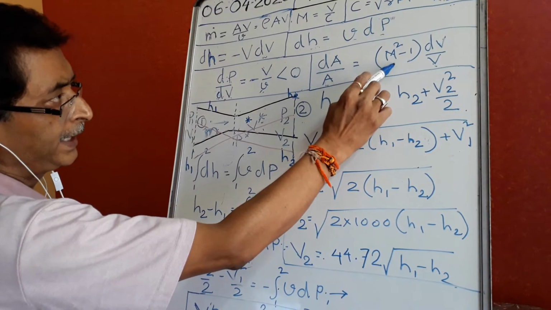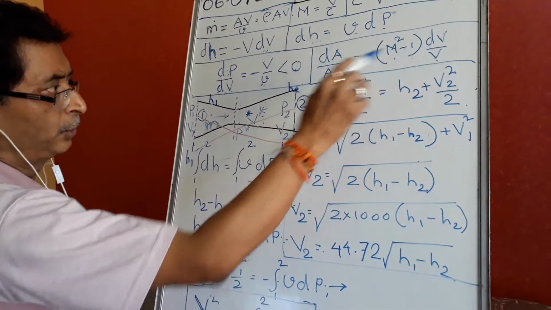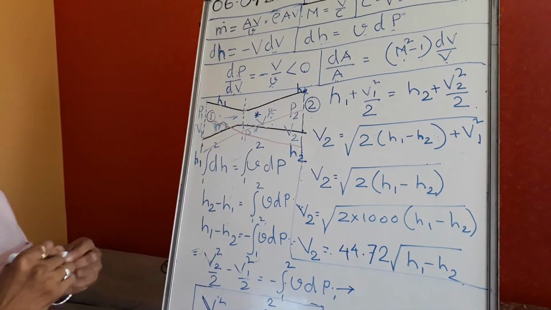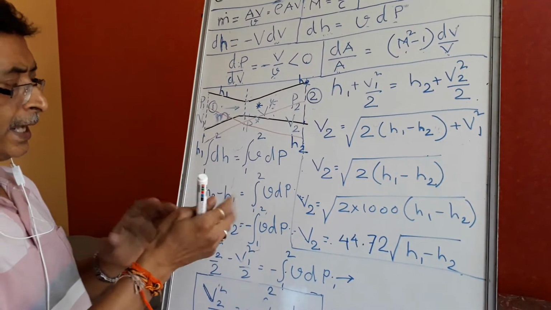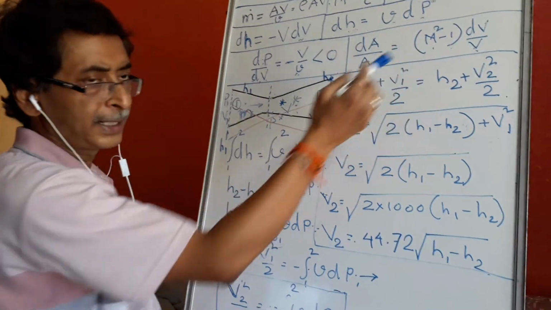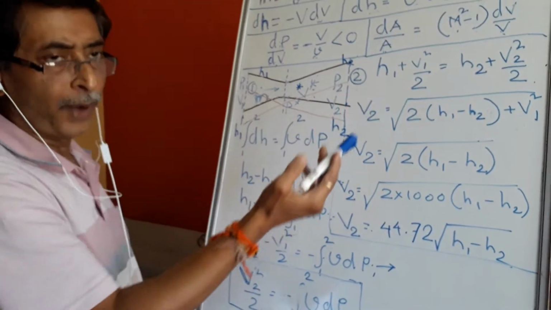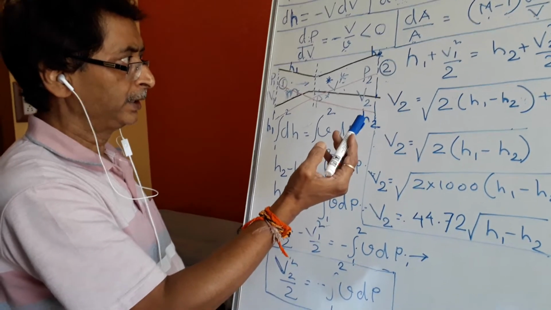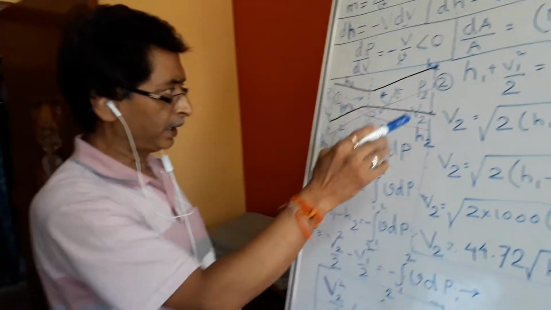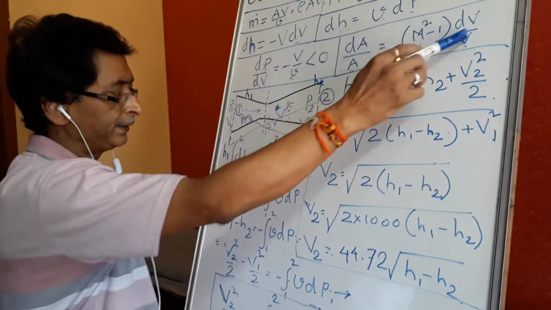What is the Mach? M is the Mach number, M square minus 1. From this relation we have come to know that different situations can happen. If M is less than 1, that means subsonic. If M is 1, that is sonic. If M is greater than 1, it is supersonic. Then we have deduced some relations, that is the relation between the area and the velocity.